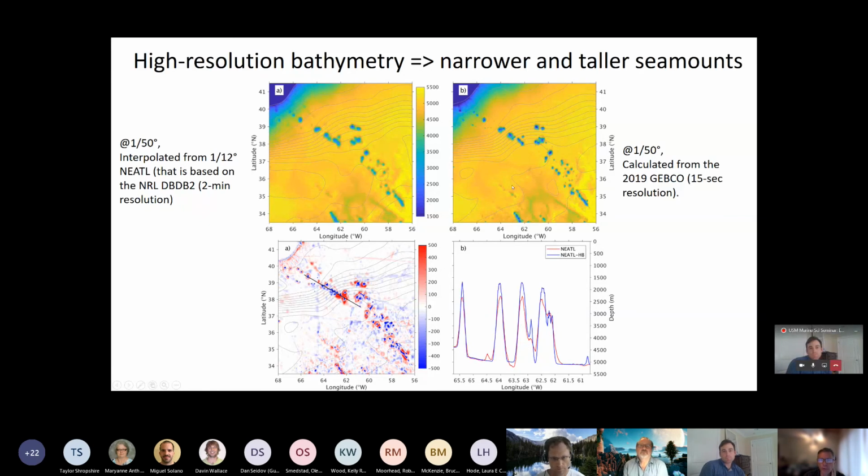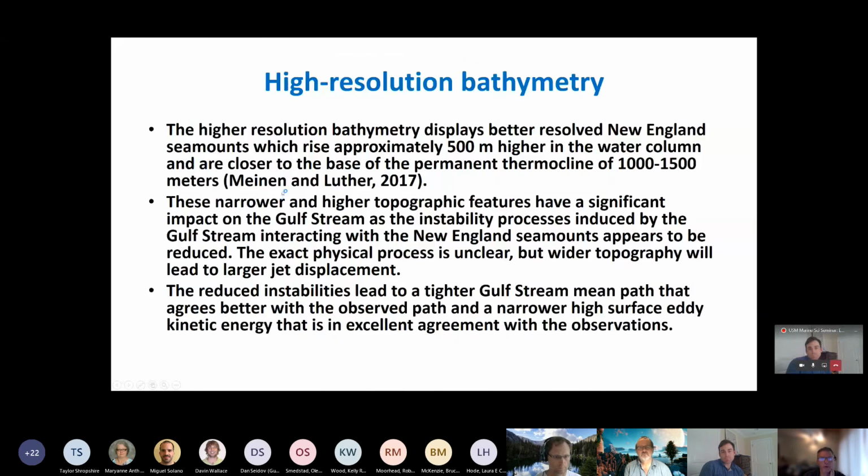So what we're inclined to think at the present time, and we're still investigating this, is that the jet is seeing this seamount as one, or as a bigger feature, therefore having a stronger impact on the surface flow and becoming deflected and having more instability.